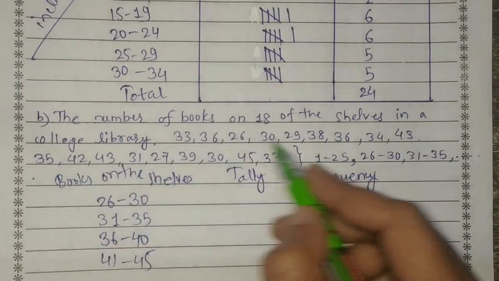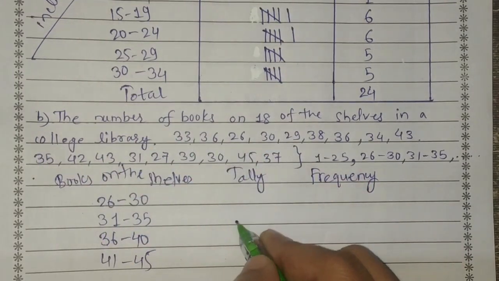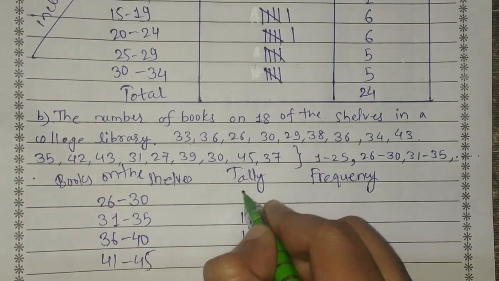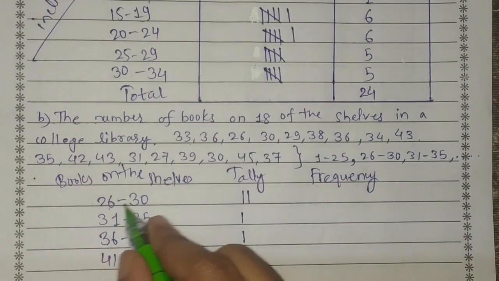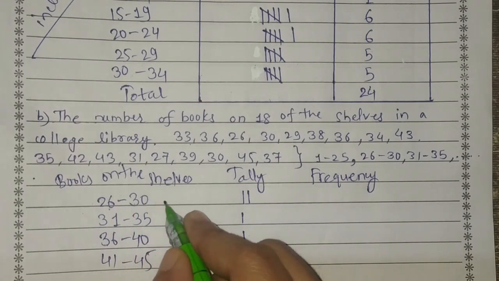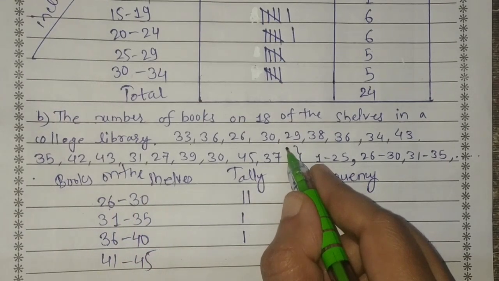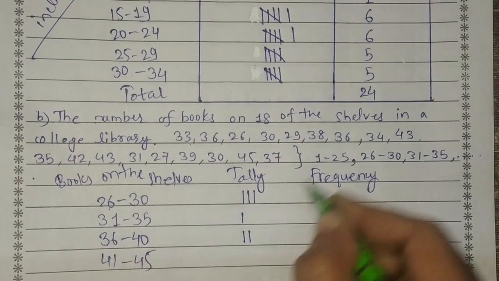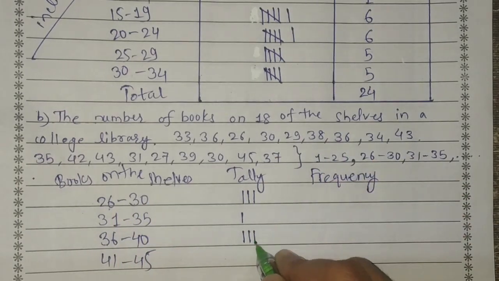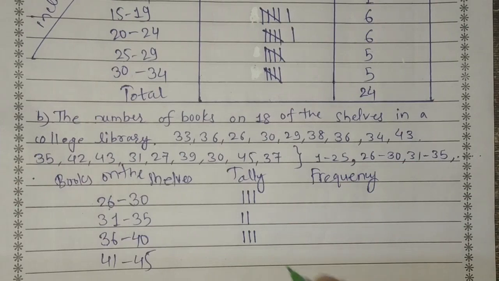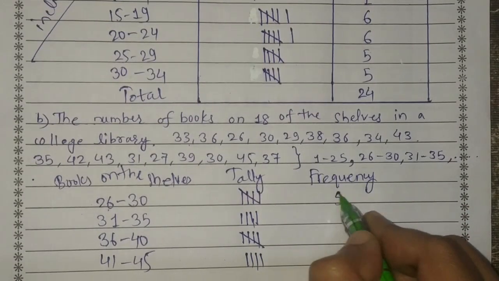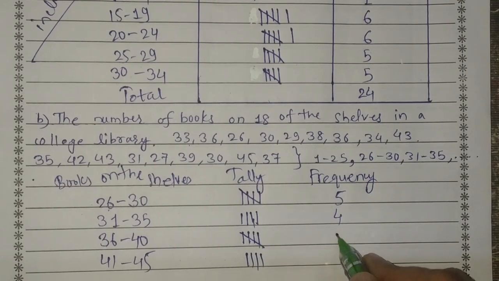Then starting from the data here, 33, 36. So we'll take 1 vertical and then 26 to 30. Both upper and lower limit will be included in this class interval itself. Then 29, 38. 36, 34. Like this we have to continue. I have got here the frequency 5. Here it is 4. It is going to be here 5 and then 4.